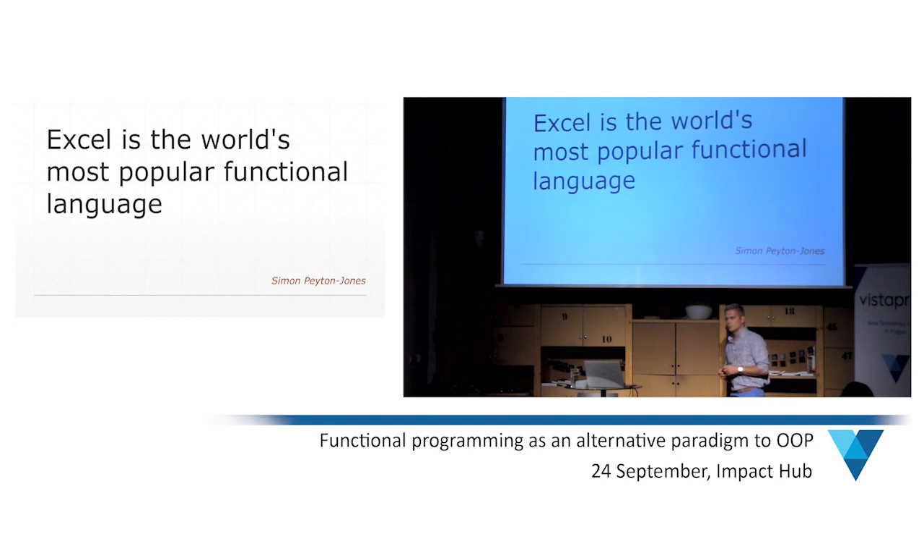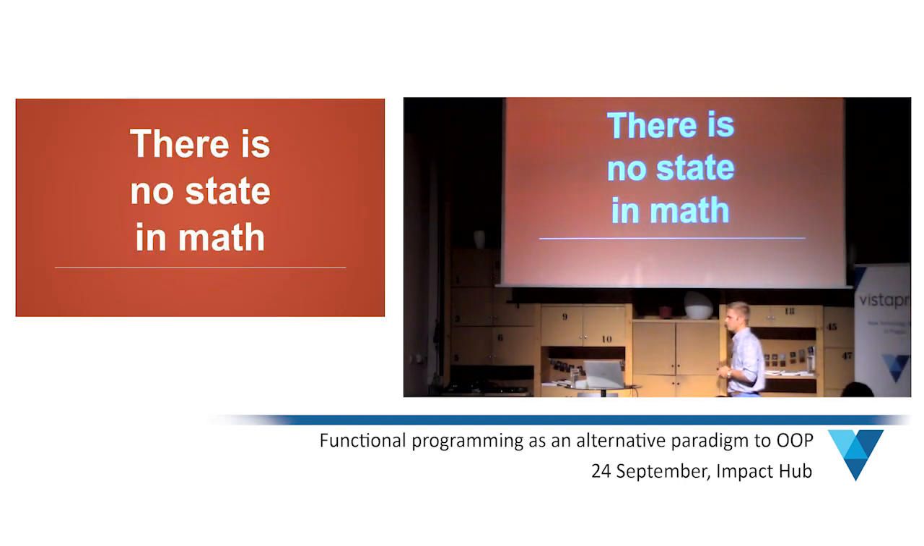Excel is the world's most popular functional language. That's how Simon Peyton-Jones thinks. And I would agree with him, because imagine Excel is just a formula in one cell. If you put something in another cell, you get the first cell updated, and that's it. There is no state. There is no need to mutate any state and give any command anywhere. And it's closer to the mathematical way of a formula of a function. And in math, there is no state.